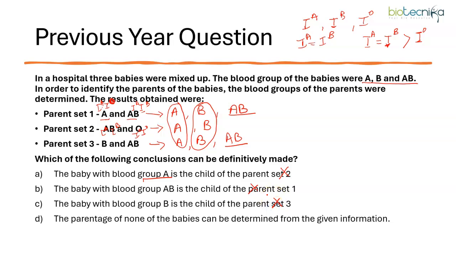So what will be the answer? None of these things we can conclude. The only thing we can conclude here is that the child with AB blood group is not a child of parent set 2, because AB blood group is not possible in the offspring of parent set 2. But that conclusion is not mentioned here. So the answer will be: parentage of none of the babies can be determined from the given information.